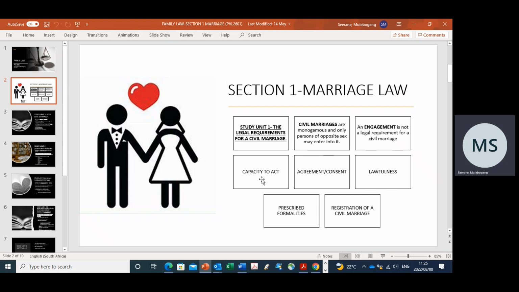However, there are certain groups of people whose capacity to act has more or different requirements as compared to a person who has full capacity. For example, a declared prodigal can enter into a civil marriage without a curator's consent. You see this in the decision made in Pienaar versus Pienaar, where the judge stated that a person under curatorship can enter into a civil marriage without their curator's consent.